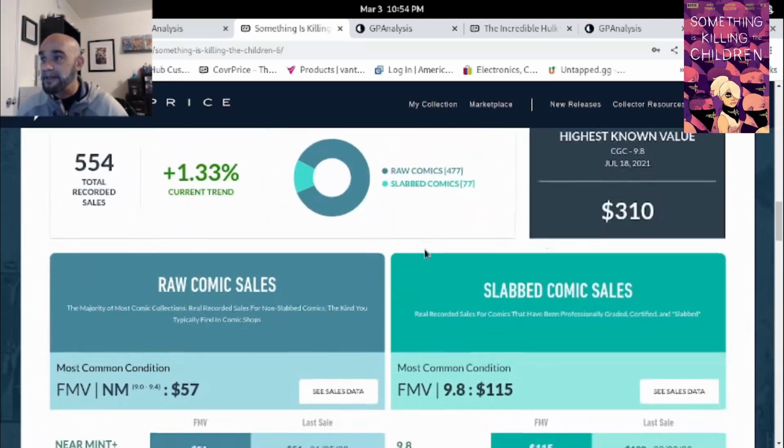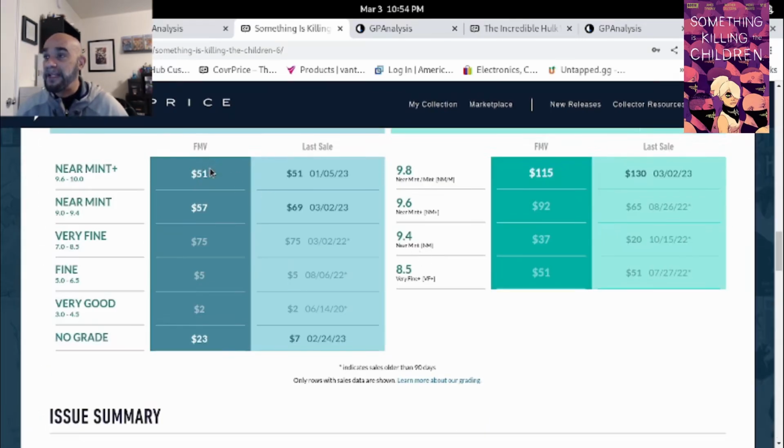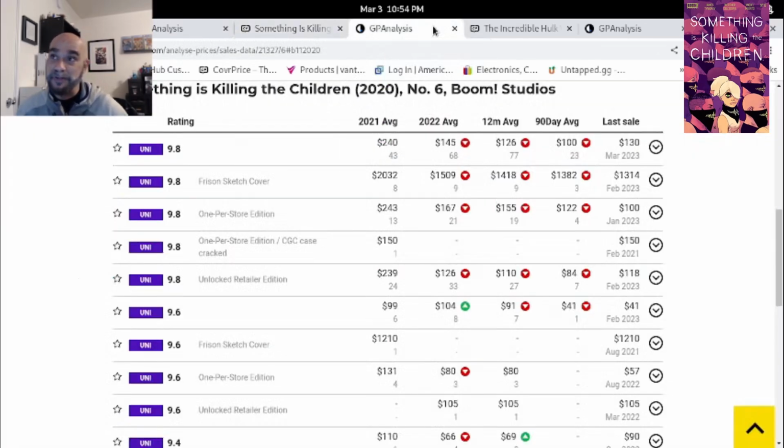Now, as you can see, high-grade raws, $81. If you're looking for a 9.8 candidate, you're going to be spending right around 90 bucks, in my opinion. And if you watched my CBCS unboxing video, I got a 9.8 of this last week, which is up for sale at the Rooster's Comic Store, by the way.